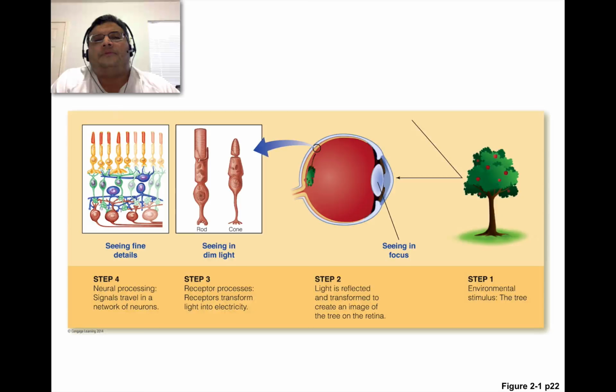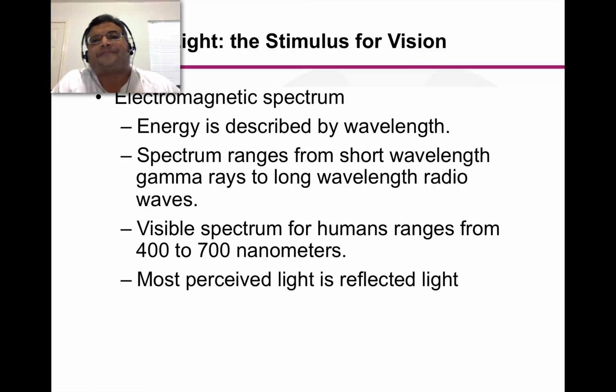The rods and cones are the little squiggly things you see there listed on top of step 3. These are the cells that take light energy, photons of light, and transduce it, turn it into neural signals. So these are the steps that we're going to talk about in this chapter. The first thing is light.